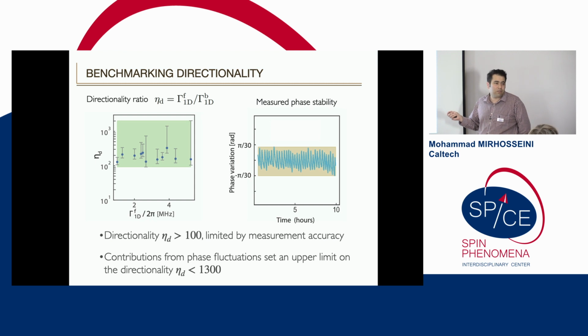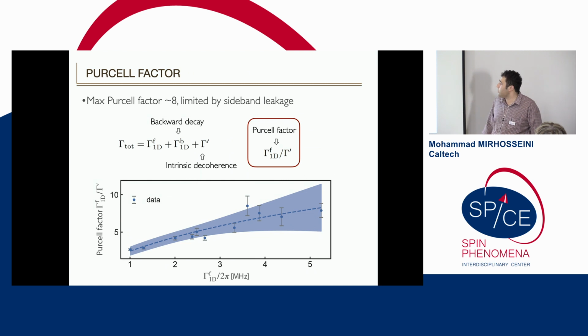You just use a reference, and if you look at the relative phase without even doing anything, the phase variation is really small. This is a 10-hour measurement. And if you look at this phase fluctuation and convert it to how much it hurts this directionality, you can find a bound by doing analytical calculation, which is about 1,000. So this is not really a big concern, which was a good thing.